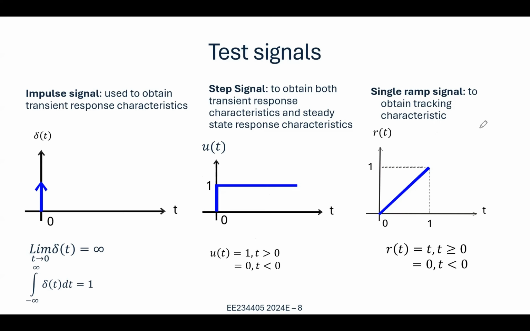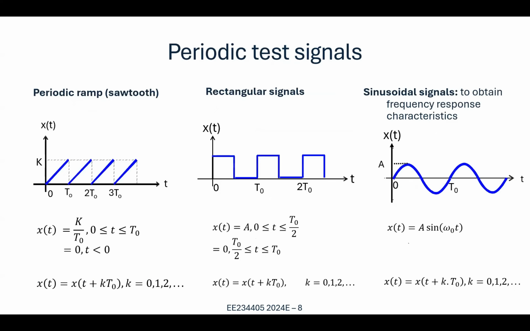And then the third one is the ramp signal here to obtain tracking characteristics. Out of these three it's probably the least used, but I think it's nice to know that we can get some characteristics from this ramp signal. So other test signals here are the periodic signals. They are the periodic ramp, also called sawtooth. There is also a rectangular signal and also a sinusoidal signal.